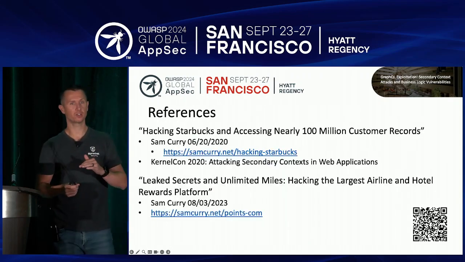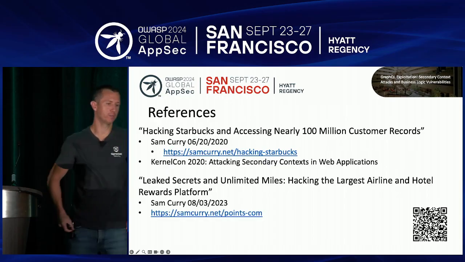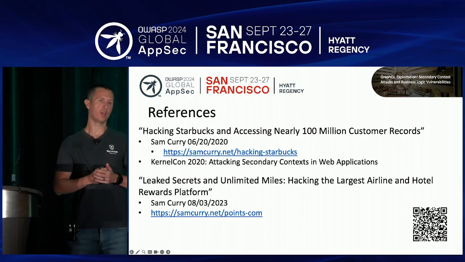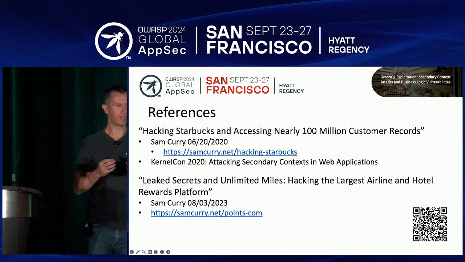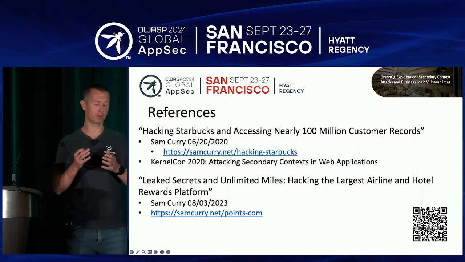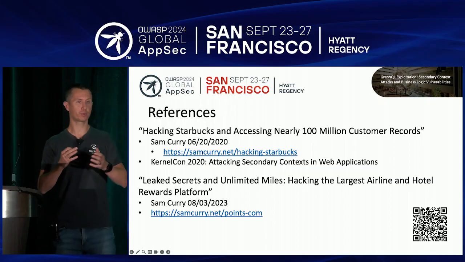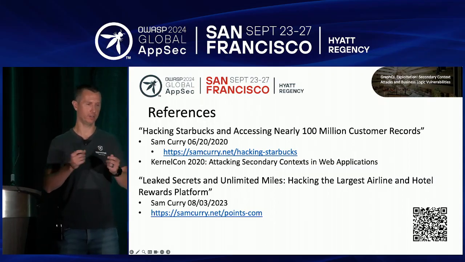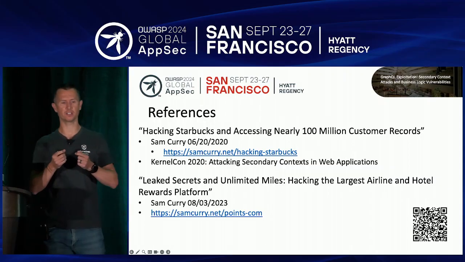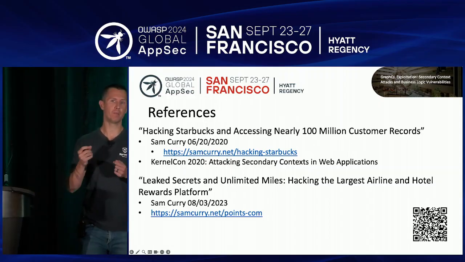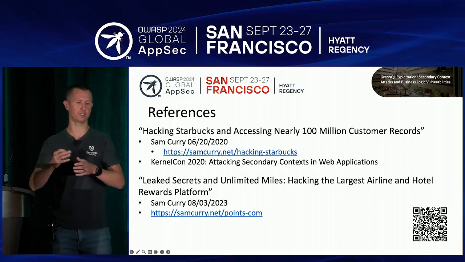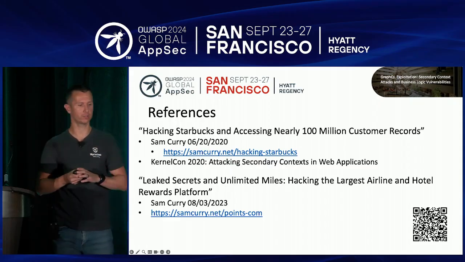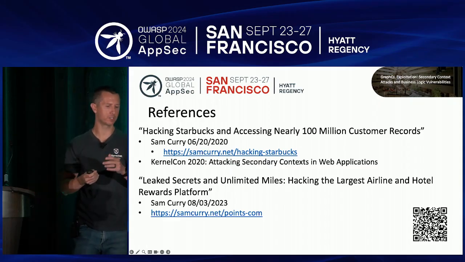The first person I heard talk about this was Sam Curry in a blog post from 2020 called Hacking Starbucks and Accessing Nearly 100 Million Customer Records. And in it, he's talking about, it's a bug bounty context, but he does pretty much that exact attack. There's a Starbucks URL. I think it even has like /BFF in it. By modifying the input, he's able to trick it into going to a different location and accessing these 100 million customer records. The blog post is up here.